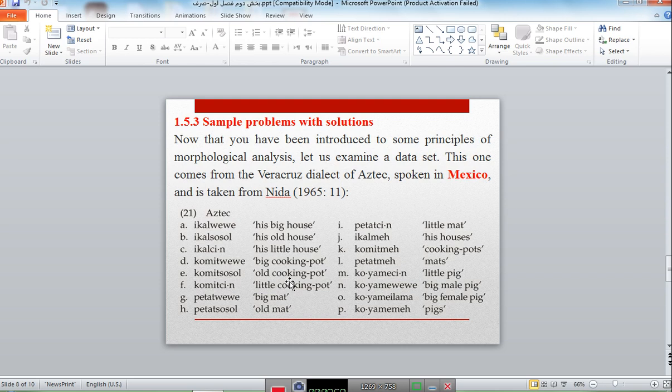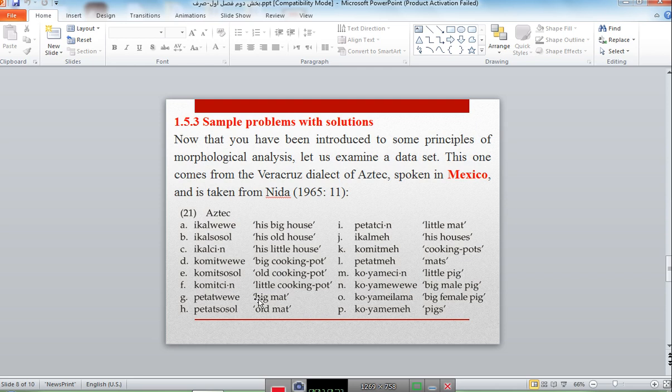Again, for example, form 21A, ikal wewe. You see here, his big house contains an additional morpheme, wewe, which means big. We can find it in other words. For example, this one, the G form, peta wewe, big mat. You see here, it means big again. So because of these two words, for example, ikal wewe and peta wewe, we conclude that wewe means big in this language. And so on.